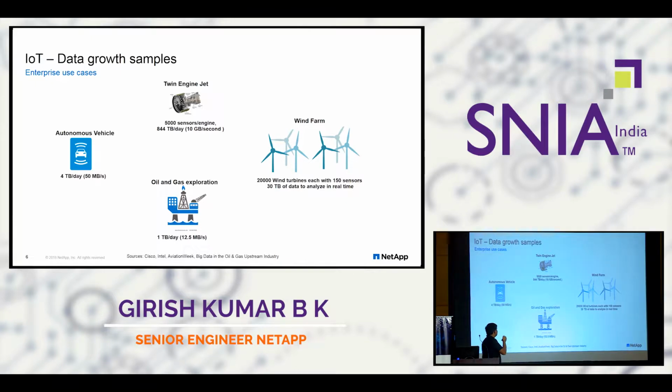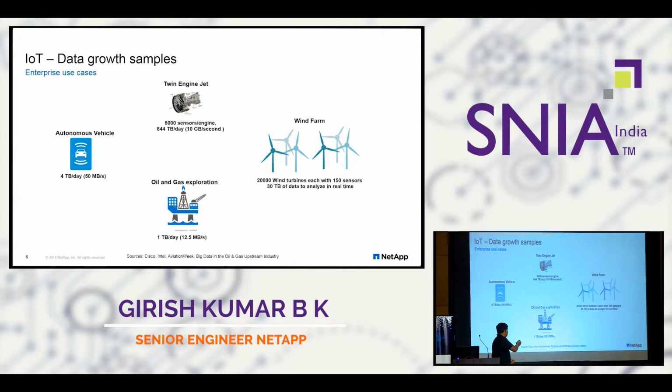And if you see the twin engine jet engines, here a single jet engine has 5,000 sensors today, and I'm just quoting this number. I know that there are newer versions of Boeing jet engines which have nearly up to around 10,000 sensors per engine, and they are spitting out data every 2 to 3 seconds. And that's the kind of data that's coming out, and that could be around 844 terabytes per day for a 12-hour flight. And roughly 10 gigabytes per second is the rate at which they are generating the data.